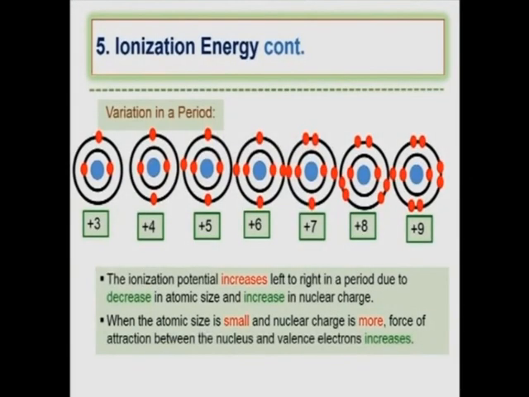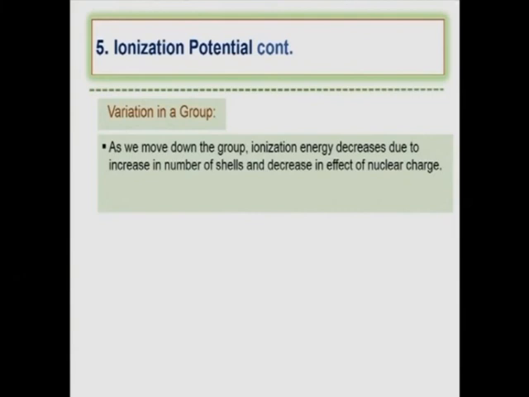It is also important to know here that when atomic size is small and nuclear charge is more, the force of attraction between the nucleus and the valence electron increases, and this results in higher ionization energy. Now, what happens in a group? As we move down in a group, ionization energy decreases.